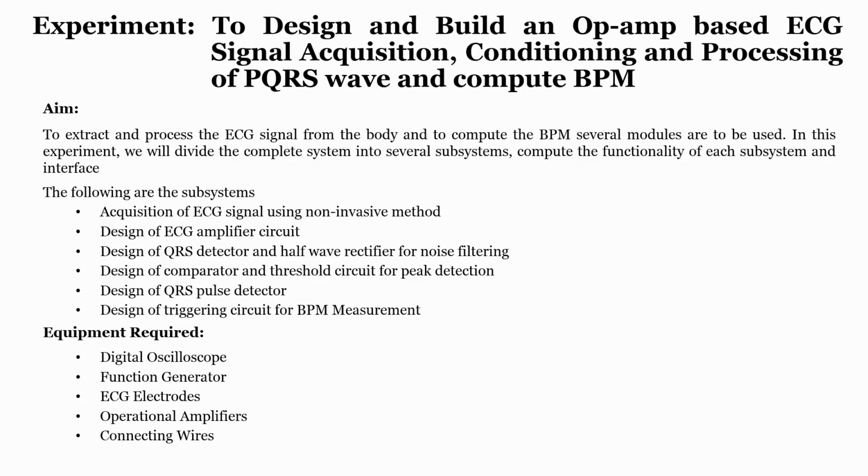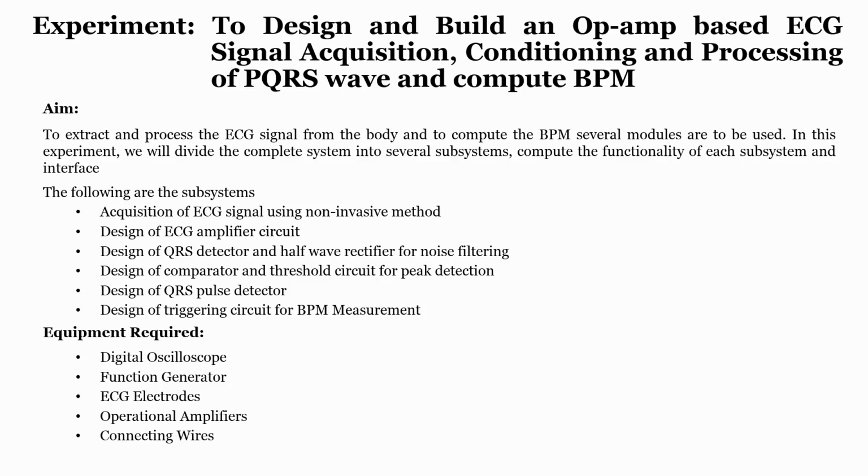Now, what do we want to do? Our aim is to extract and process the ECG signal from the body and to compute the beats per minute. Several modules are to be used. In this experiment, we will divide the complete system into several subsystems. So, what are these subsystems? To understand the complete module, let us first understand the subsystems.